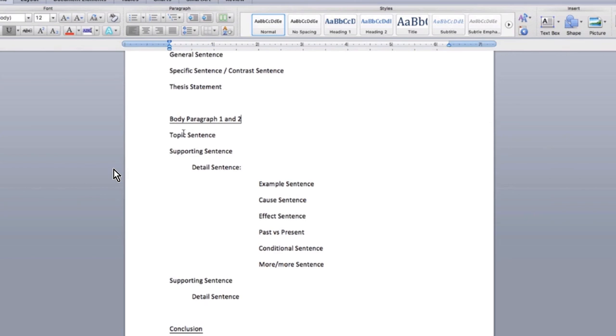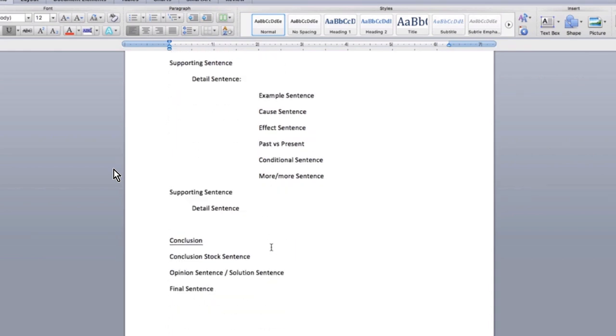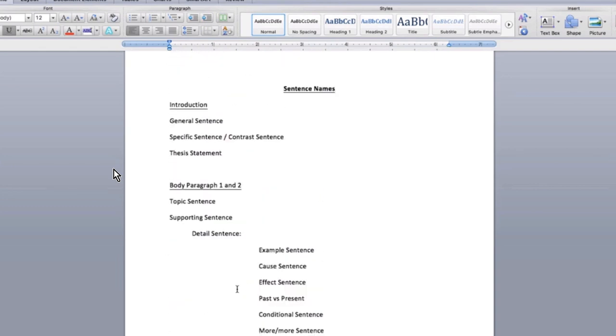In your body paragraphs there will be a topic sentence, a supporting sentence, a detailed sentence, a supporting sentence, a detailed sentence. So 5 sentences. The detailed sentences will be one of these. I'll explain those later. In your conclusion, you will have 3 sentences: conclusion, one of these 2, and a final. Alright, we're going to do it exactly like this.